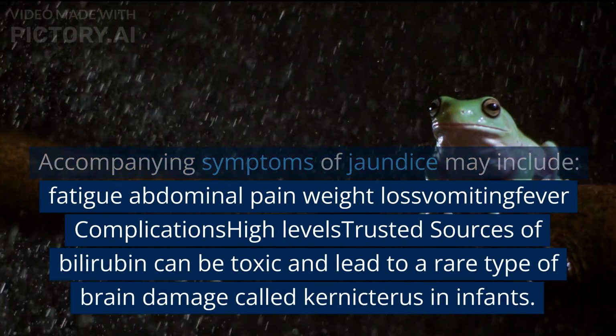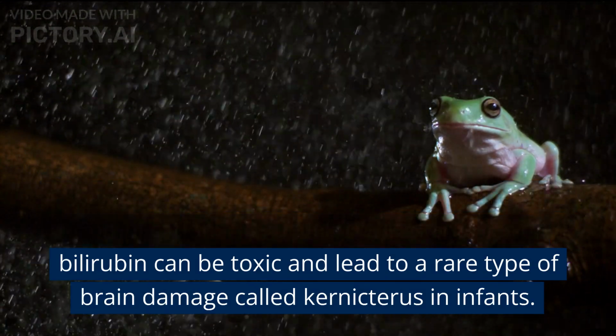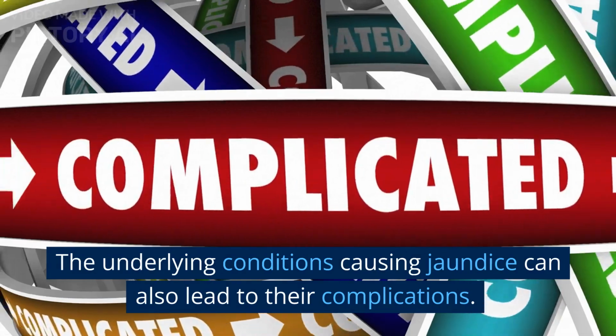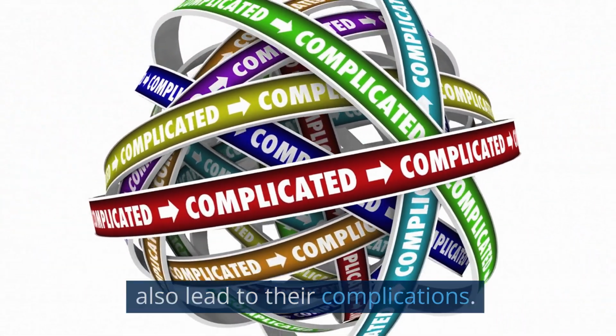Complications: high levels of bilirubin can be toxic and lead to a rare type of brain damage called kernicterus in infants. The underlying conditions causing jaundice can also lead to their own complications.